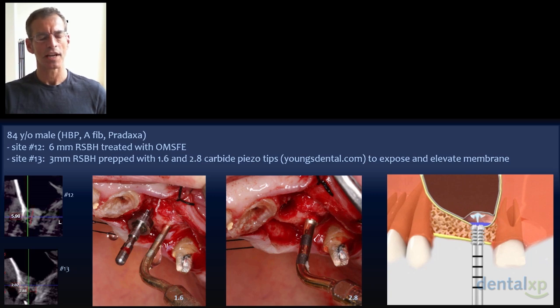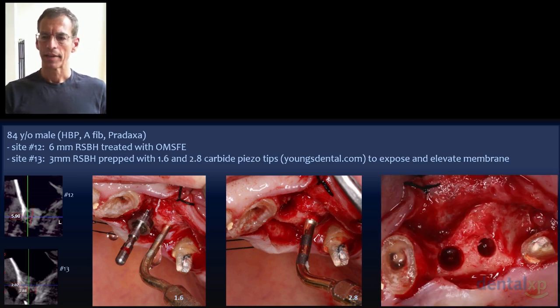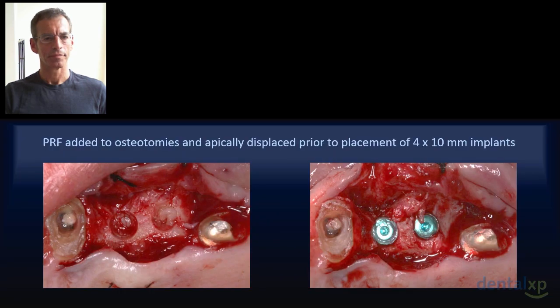At site number 12, the patient has 6 millimeters of subantral bone, which can be treated with traditional osteotome sinus floor elevation. At site number 13, though, he only has 3 millimeters of subantral bone. I prepare the osteotomy with the 1.6 and 2.8 carbide piezo tips to expose and elevate my membrane. There, my membranes have been exposed and elevated. I then add platelet-rich fibrin to my osteotomies to apically displace prior to the placement of 4 by 10 millimeter implants. Only platelet-rich fibrin was utilized, no particulate.